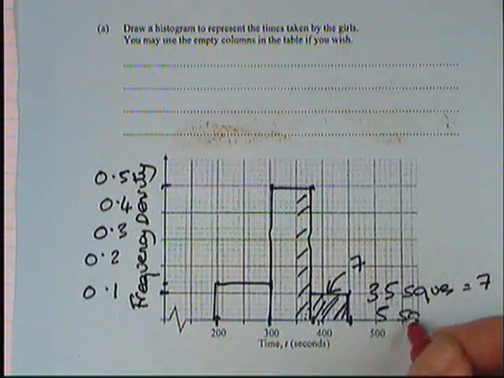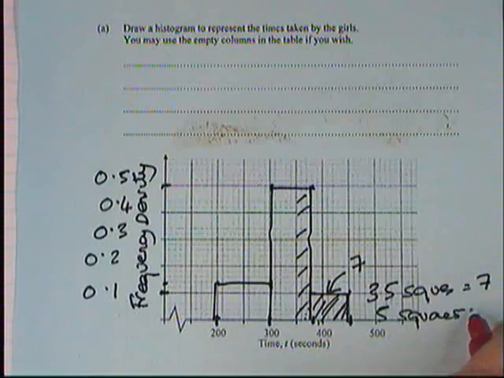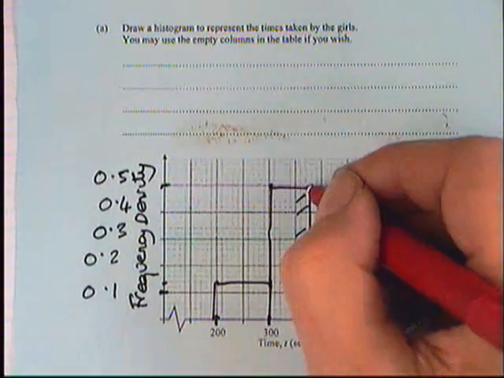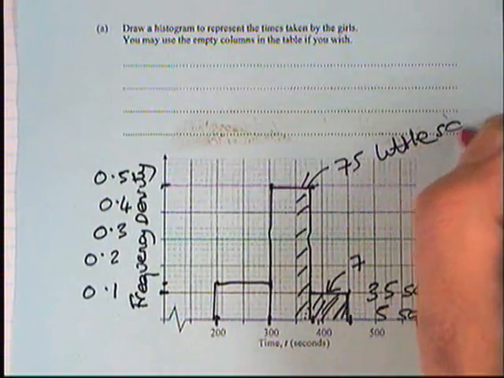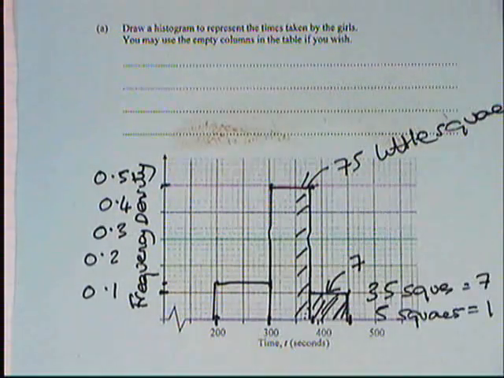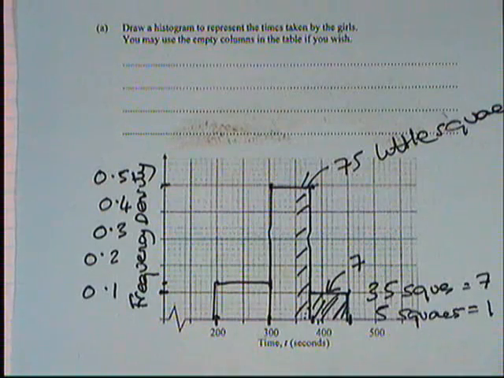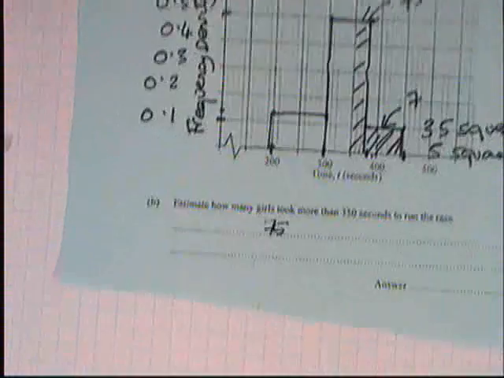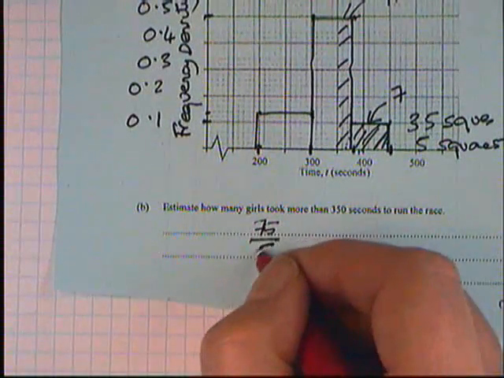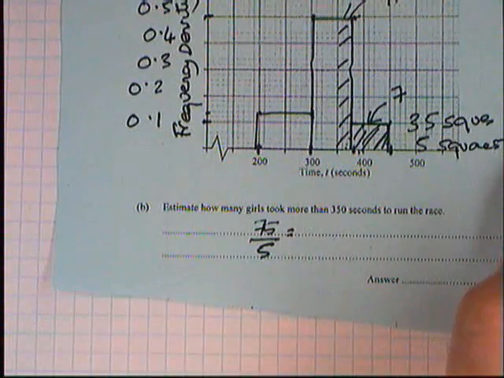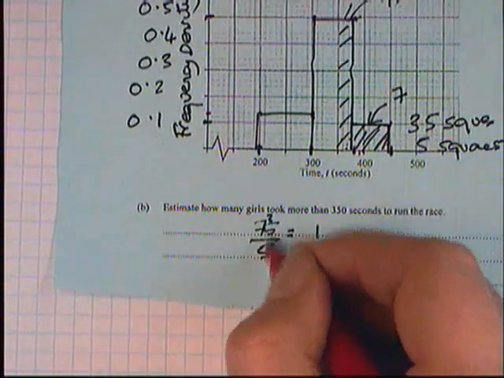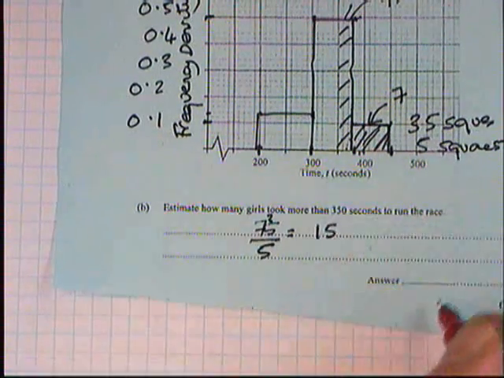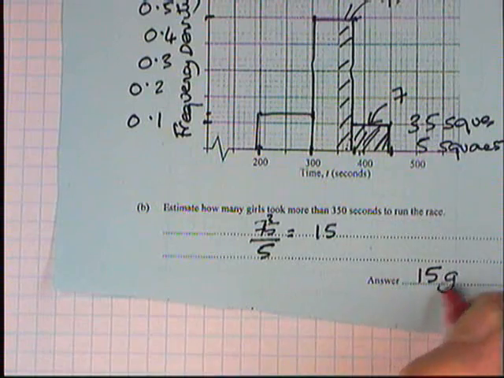Therefore, 5 squares is equal to 1 person, and here you've got 75 little squares. So to find the number of people, the sum we've got to do is 75 divided by 5, because each 5 squares is 1 person. 5 into 7 goes 1, 5 into 25 goes 5, so there's an estimate of 15 girls.